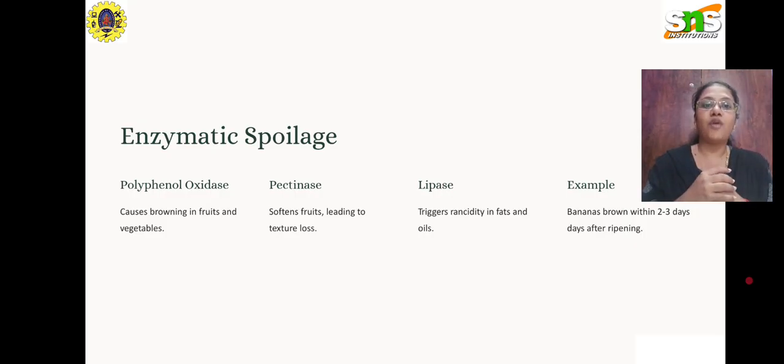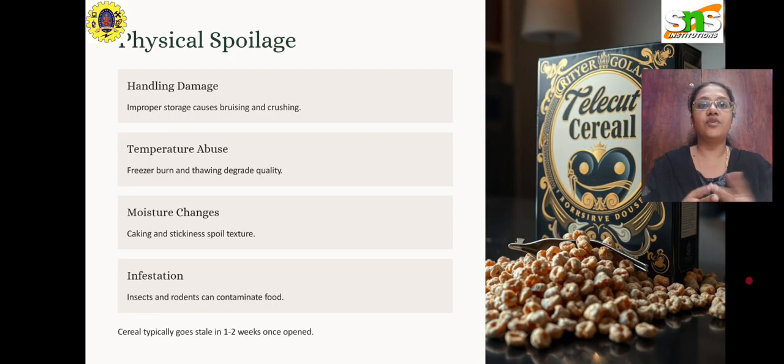For example, polyphenol oxidase is one of the enzymes, and pectinase and lipase are a few others. Lipase is mainly present in oils. It will make the oil more rancid when it is interrupted. Next is pectinase. Pectinase will lead to the softening of the outer layer of the fruits, and ultimately it will give a loss in the texture. So these are the enzymatic spoilages.